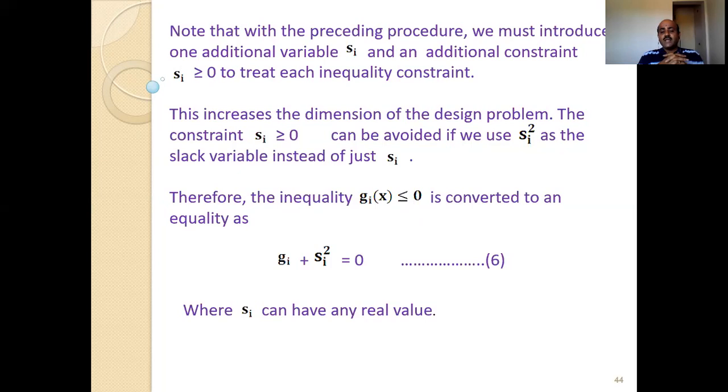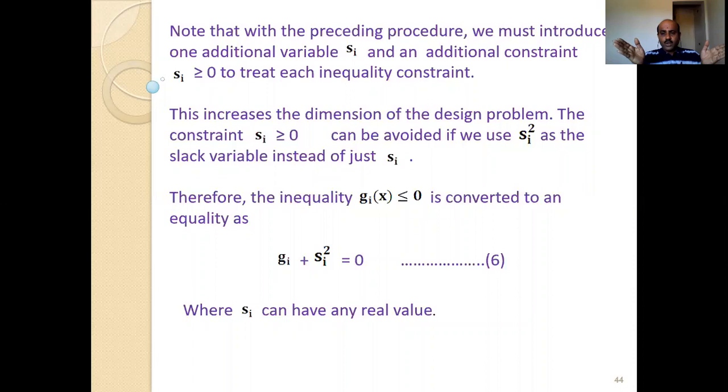Therefore, the inequality Gi of x less than or equal to 0 is converted into an equality as Gi of x plus Si square is equal to 0. What we are doing here is, to treat each inequality constraint, we need to add one additional variable and one additional constraint. But when you add an additional constraint, the dimension of the design problem will change.